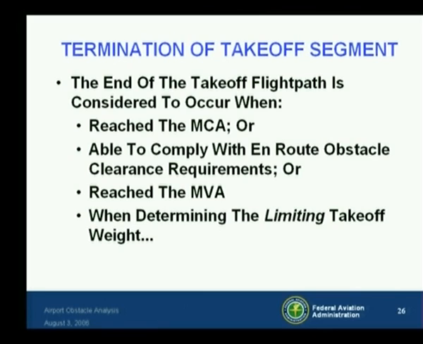The airplane has reached the minimum crossing altitude at a fixed or minimum en route altitude for a route to the intended destination, or the airplane is able to comply with en route obstacle clearance requirements, or the airplane has reached the minimum vectoring altitude or a fix in altitude from which an approach to the departure airport could be initiated. When determining the limiting takeoff weight, the obstacle analysis should be carried out to the end of the takeoff segment as defined above. Now, one of the primary purposes of this AC is to provide clear methods of analysis, to fill that gaping hole in the regulation.